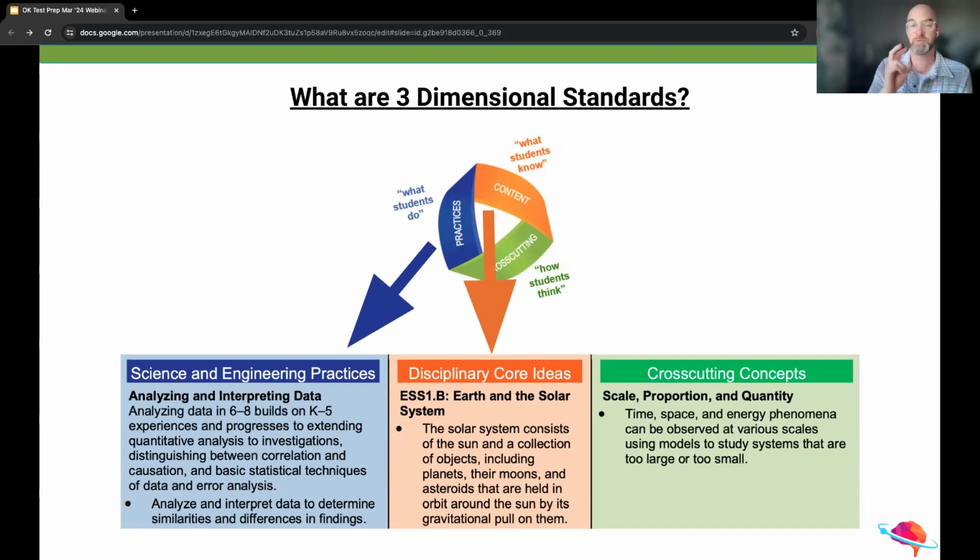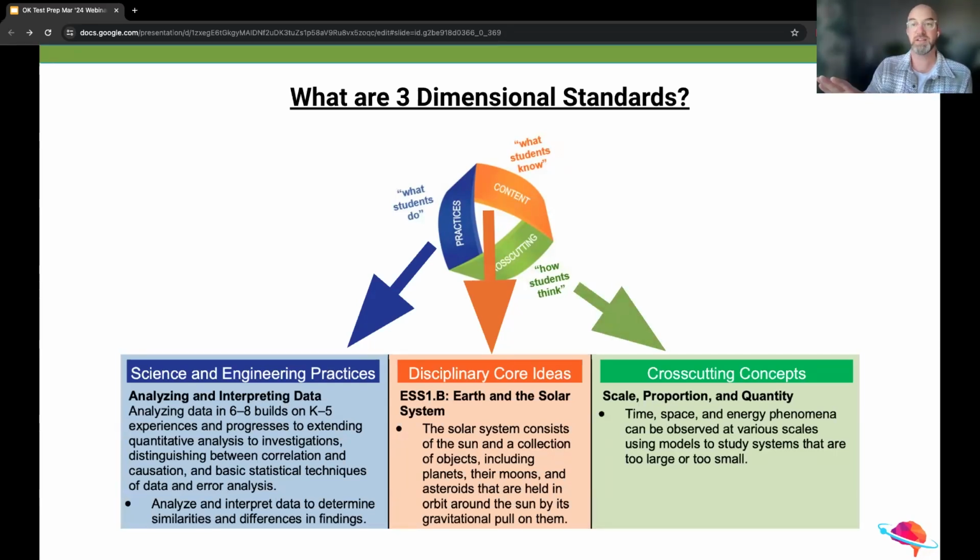And so that second thing is what students do. And these science and engineering practices were pulled from research around what scientists are doing. How are they communicating? How are they taking in data? How are they analyzing that data? And those are the things that we want students to practice and learn how to do as well.